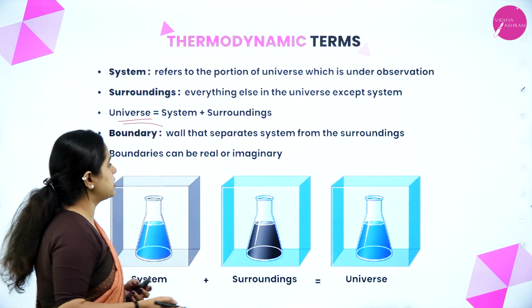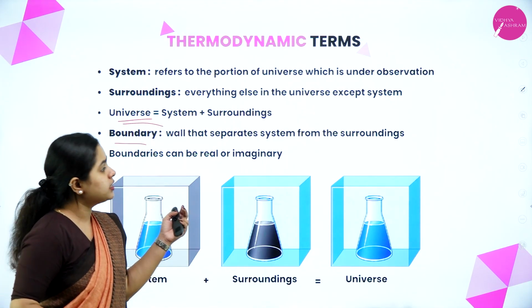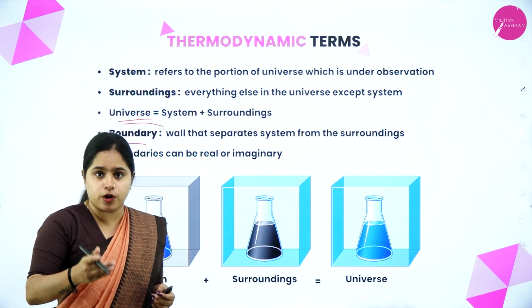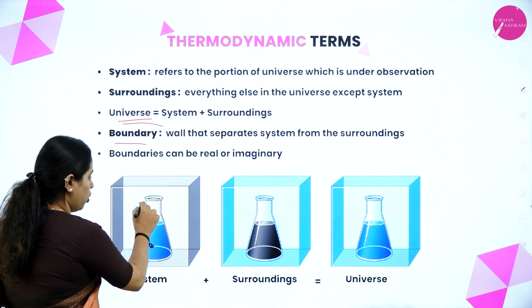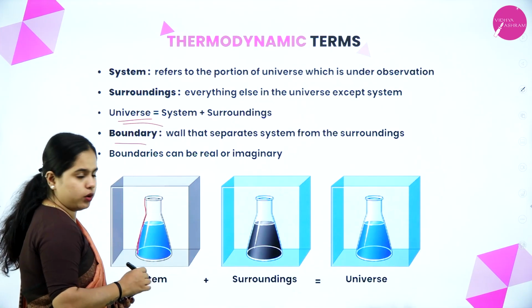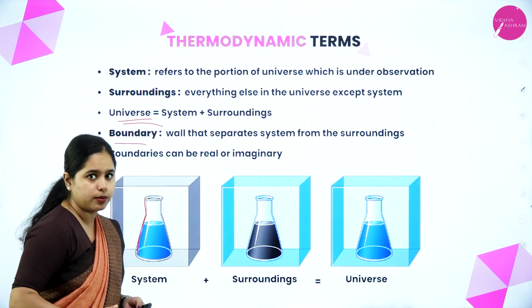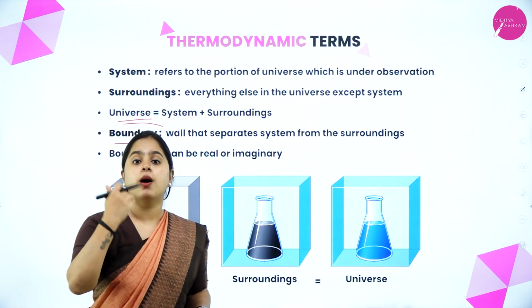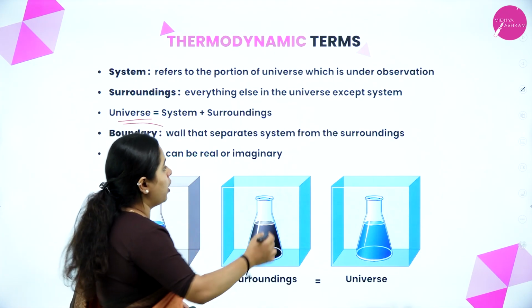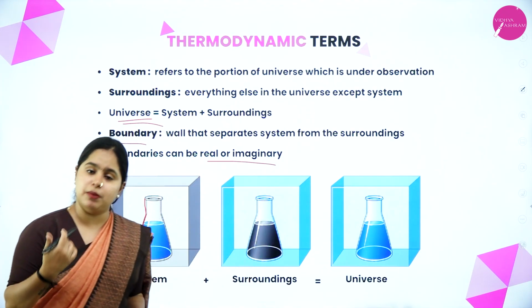Now the next term is boundary. That is the wall that separates the system from the surroundings. The conical flask is my system, so the walls of this conical flask will separate it from the surroundings, right? That wall is called the boundary. And this boundary can be real or imaginary.